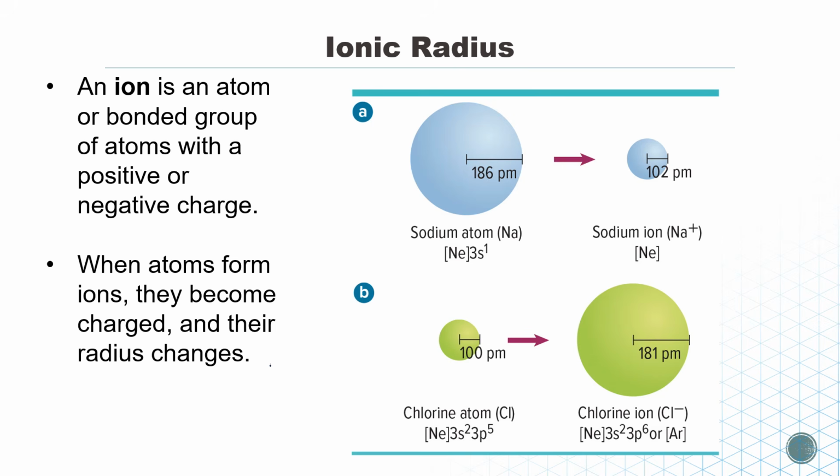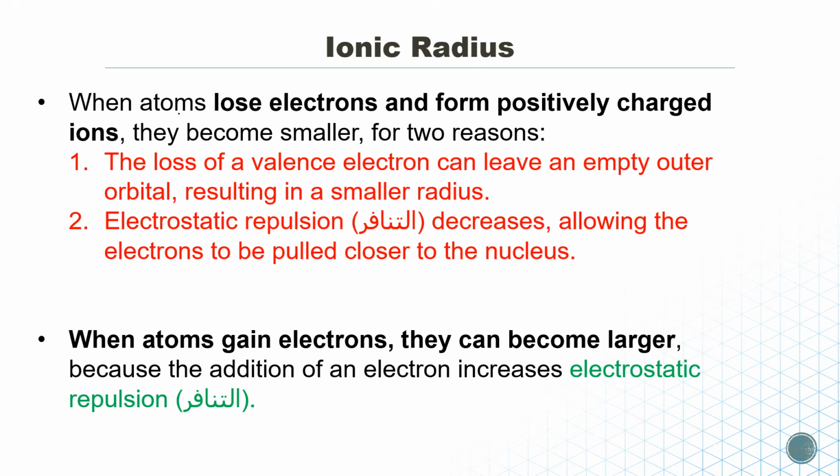Now the question is why? Why does this happen? So when atoms lose electrons and form positively charged ions, they become smaller for 2 reasons. Reason number 1, the loss of a valence electron can leave an empty outer orbital or outer shell. Remember, sodium had 3 energy levels. You have an electron here. So if you lose an electron, now you have only 2 energy levels. That's what number 1 is talking about. That's why the size is going to decrease.